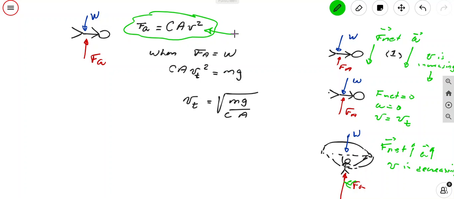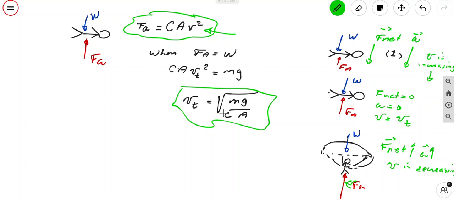Now, when you reach the equilibrium between the W and the force of the air, you have that Fa is equal to W. So since W is mass times gravity, and you know that Fa is C a v squared, when you solve for v, you have the square root of mass times gravity over C a. So with this formula, you can calculate the terminal velocity of any object that is falling down.